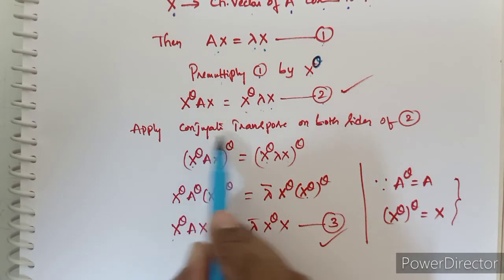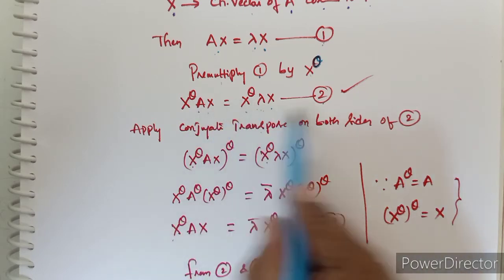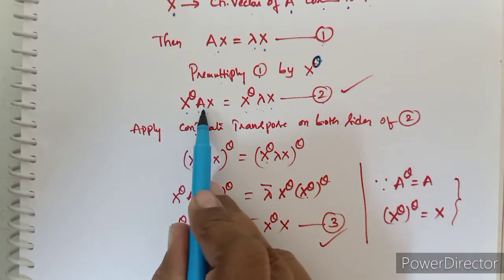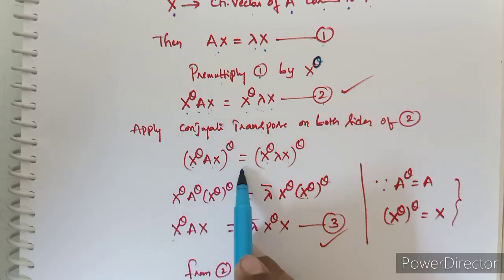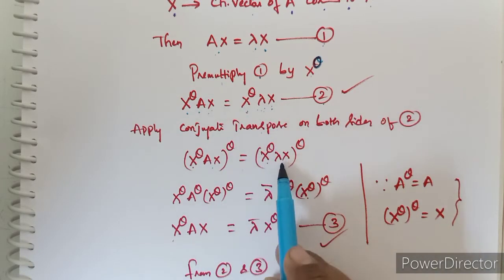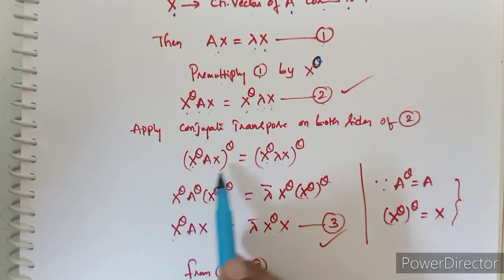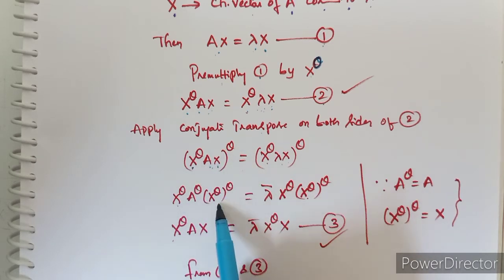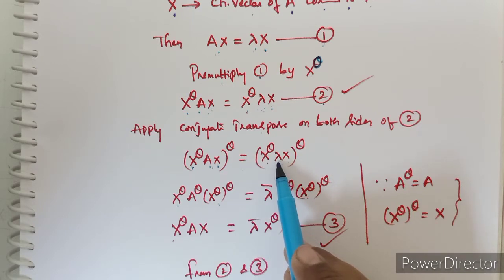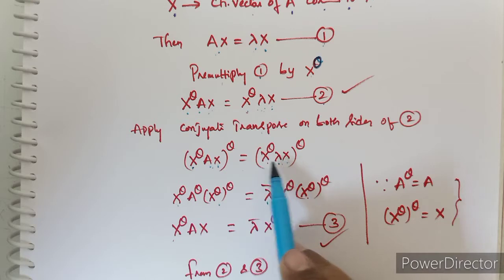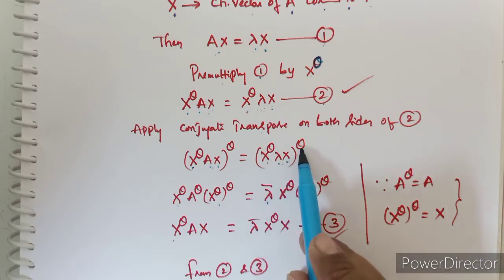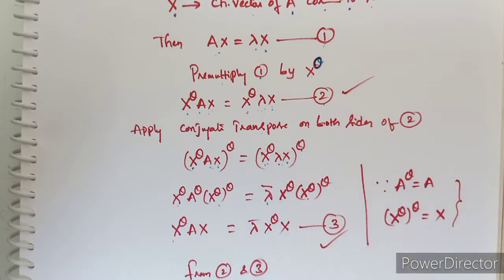Now we apply conjugate transpose on both sides of equation 2. (X power theta AX) whole power theta is equal to (x power theta lambda X) whole power theta. Now we write this in reverse order: X power theta, A power theta, (x power theta) whole power theta. We bring this scalar outside. Since this is a scalar, no need of finding transpose, we just find only the conjugate. So lambda bar. We write these two matrices in reverse order: (X power theta) whole power theta.